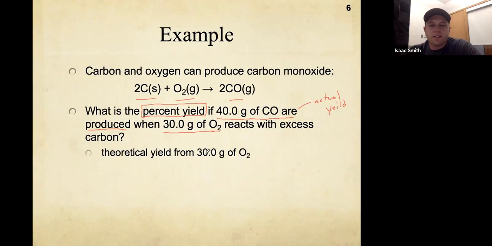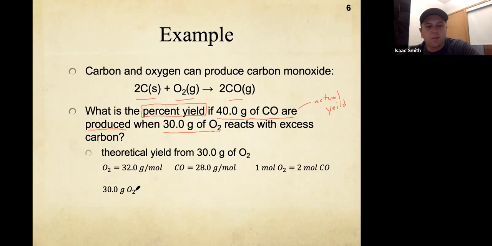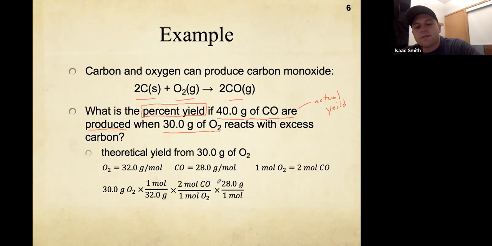So the theoretical yield is going to be basically what we've just been doing before with the mass calculations. We start with 30 grams of oxygen. We convert it to moles of oxygen using the molar mass. We use the mole ratios from the chemical equation to go from moles of oxygen to moles of carbon monoxide. Then convert from moles of carbon monoxide back to grams of carbon monoxide, and that tells us we have 52.5 grams. So that's how much we should produce if we start with 30 grams of oxygen.